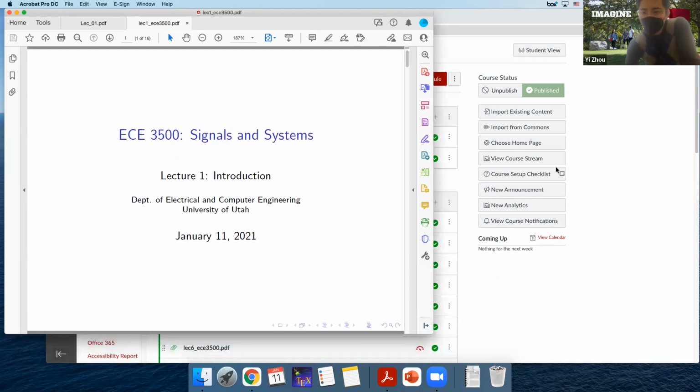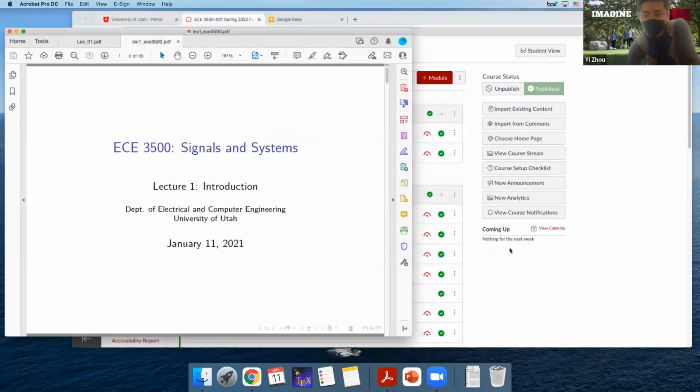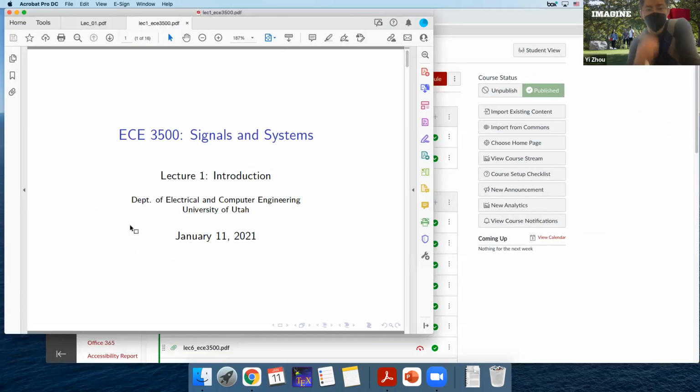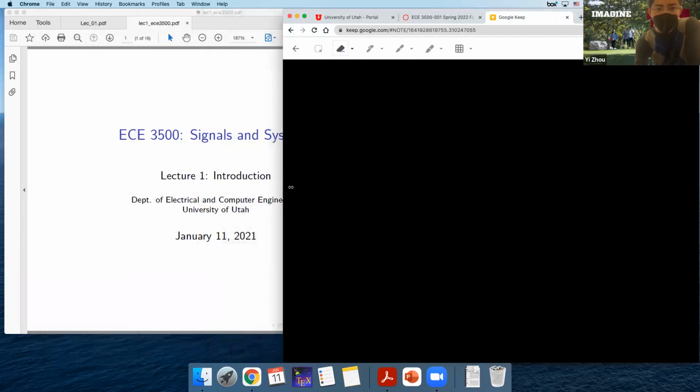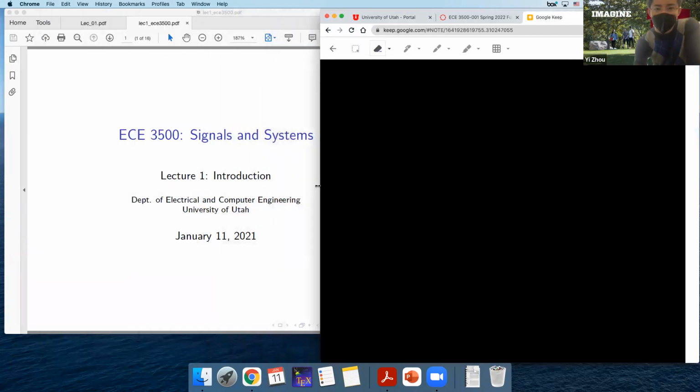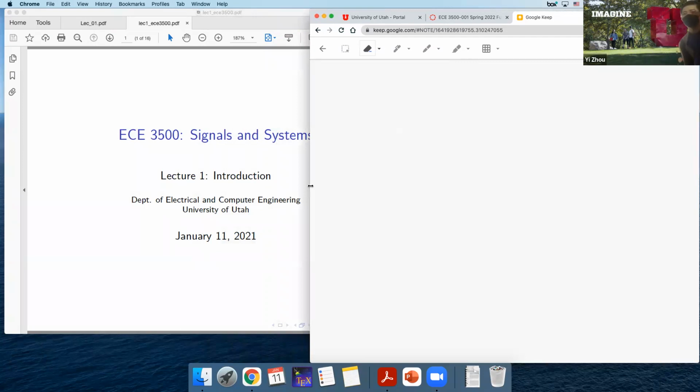So this is how I do the in-person plus IVC format. I will always show the slides on the left-hand side, and at the same time I have a Google Keep where I can take handwriting notes on the right-hand side. So basically everything will be on this screen. And then I will also upload the notes after each class.